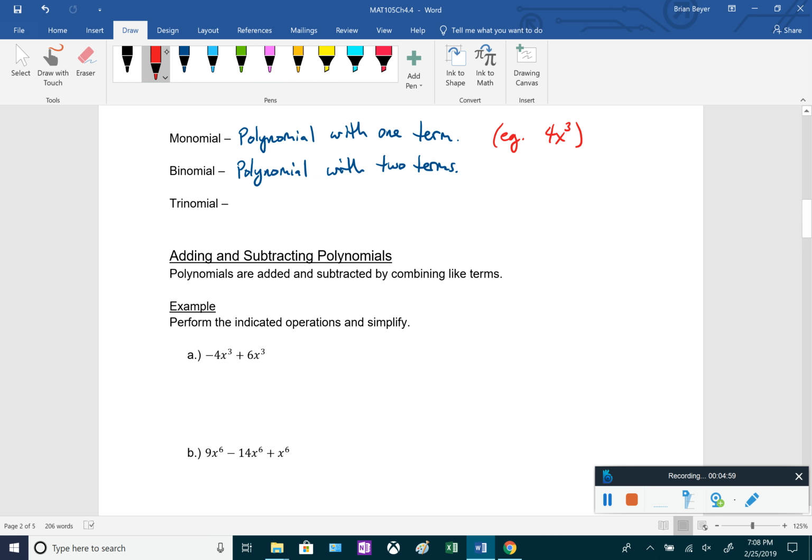So for example, for this one, something like negative 2x to the fourth plus 3x. That's a binomial because it has two terms there. And lastly, for a trinomial, just like you expect, it is a polynomial with three terms. So something like x squared minus 5x plus 6, that is a trinomial because it has three terms there.